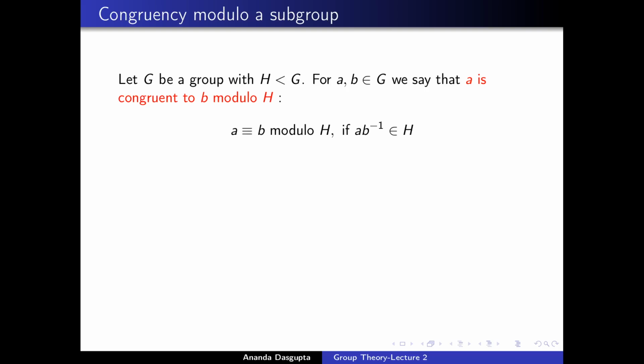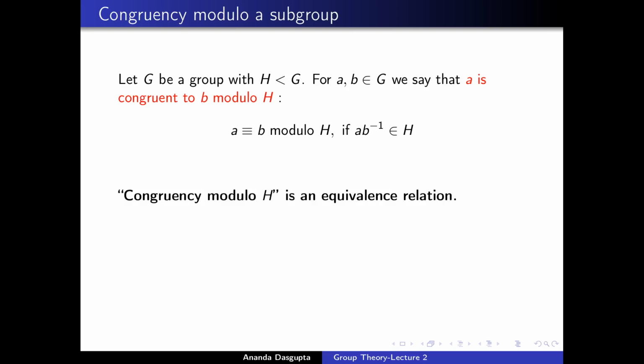If A times B inverse is an element of capital H, then A is said to be congruent to B modulo H, and this here is the notation for that. Of course, this means that there is an element small h in capital H such that A is given by small h times B, and this is going to be very important in order to connect this with cosets.